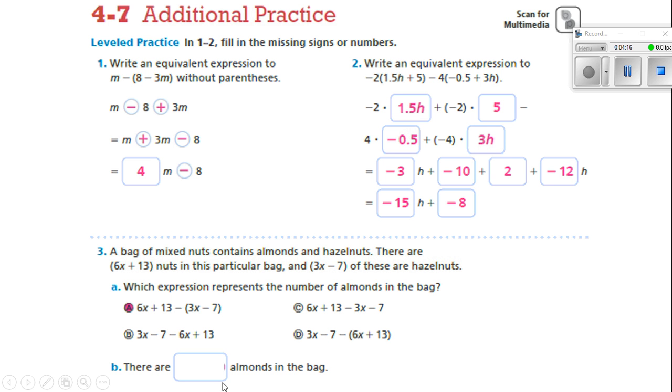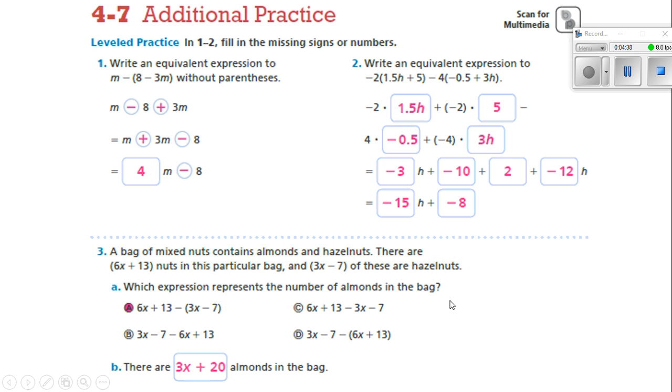Letter B says there are blank almonds in the bag. Well, let's see how many almonds there are in this bag. We know that this is going to be a -3x, so 6x minus 3x is going to be 3x. And 13 plus 7 is going to be 20. So I would say there is 3x plus 20.